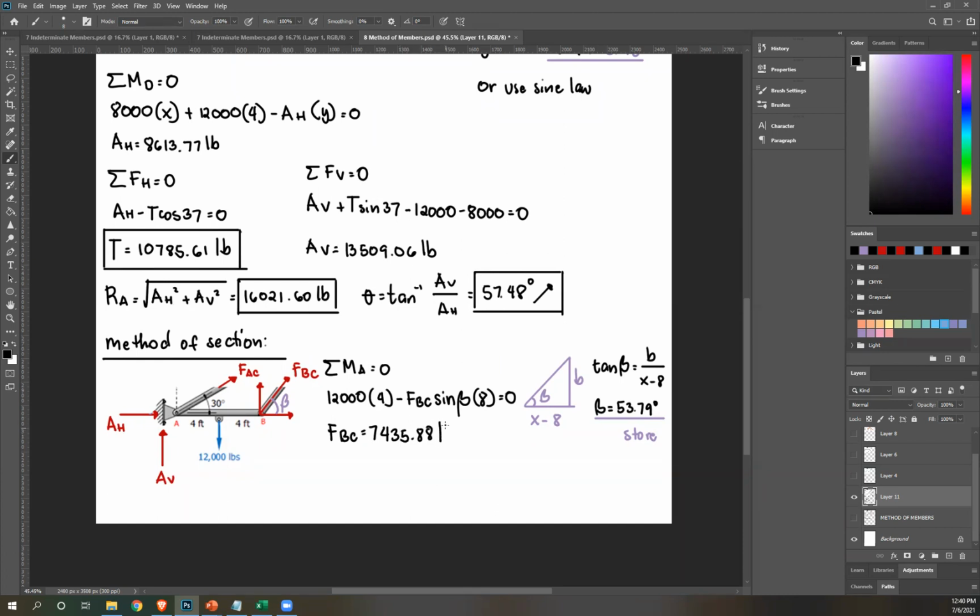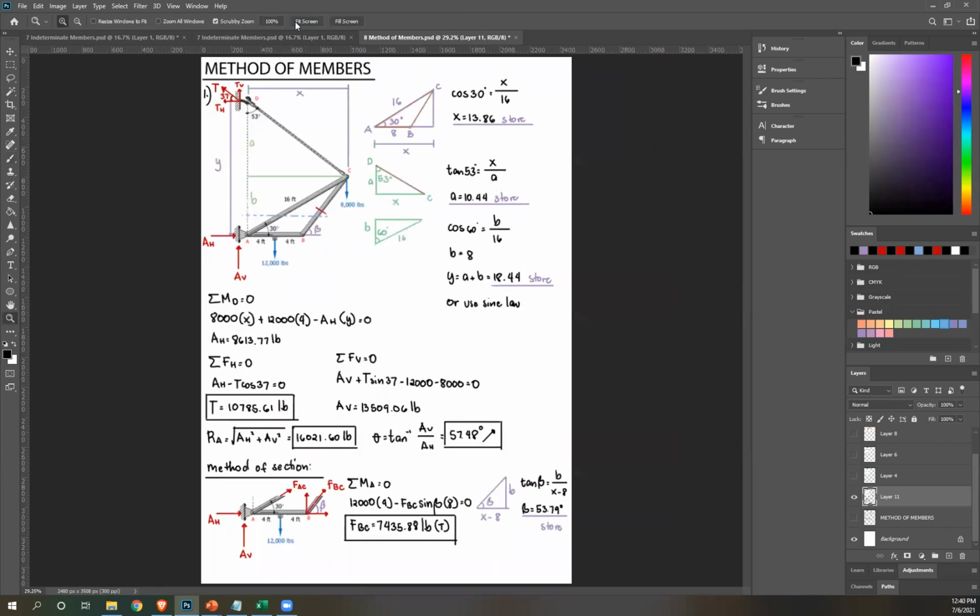Our answer is positive. Therefore, correct assumption, it is in tension. So tension. That is our final answer. Okay. So that's number one. Any questions for number one? Please answer in the chat.